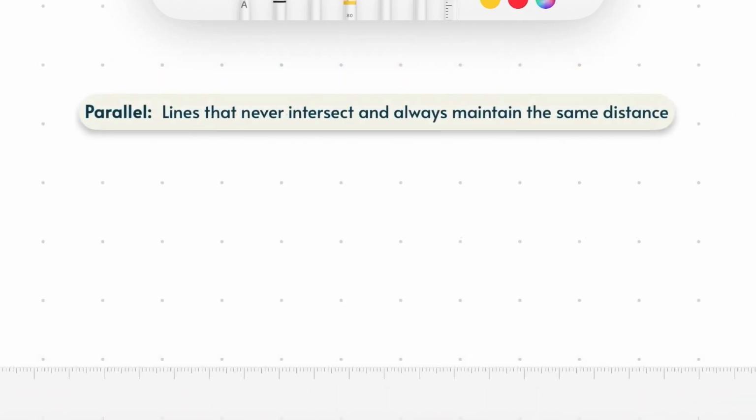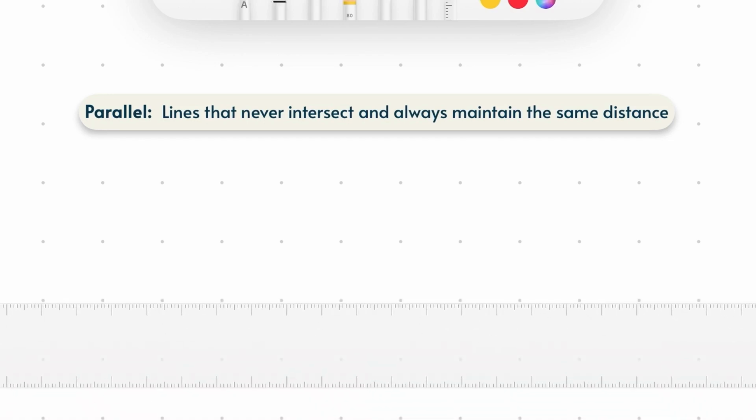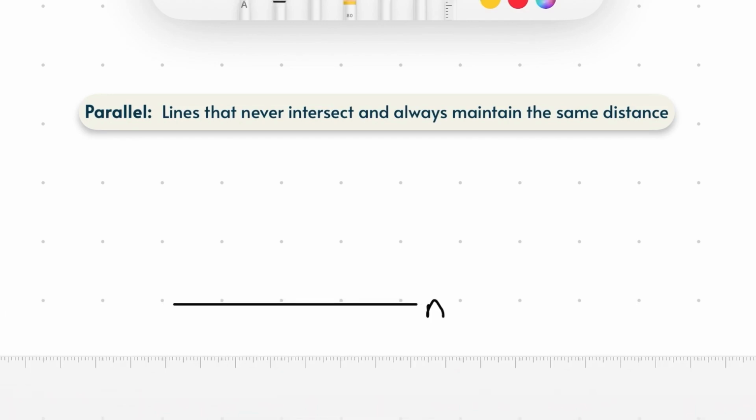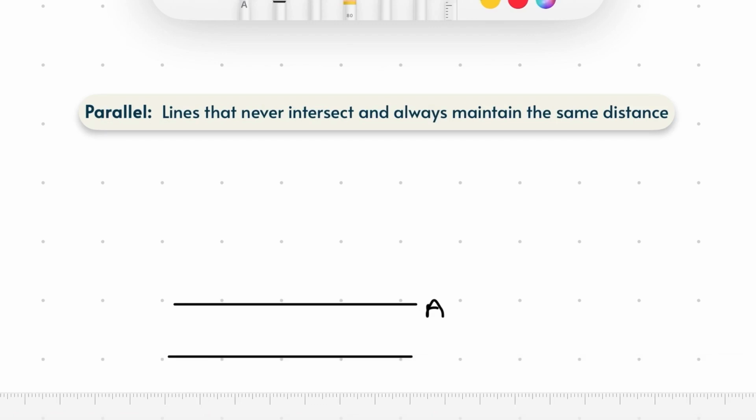Now let's define what it means for two lines to be parallel. These never intersect and always maintain the same distance. Let's look at an example. If I constructed line A and I wanted to construct another line that's parallel to line A, what do you think that would look like? Well, this is no different than just making a copy of line A. And I could do that 20 meters above, 2 meters below. It doesn't really matter as long as they are the same distance away.